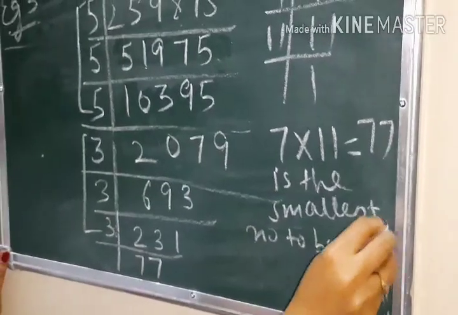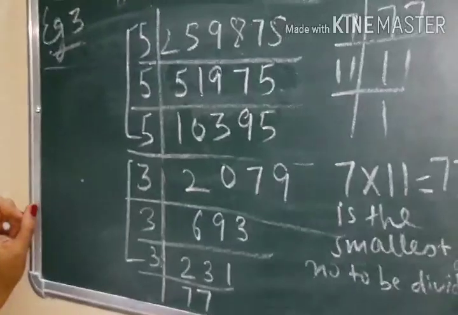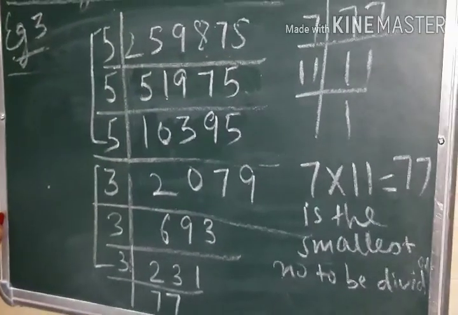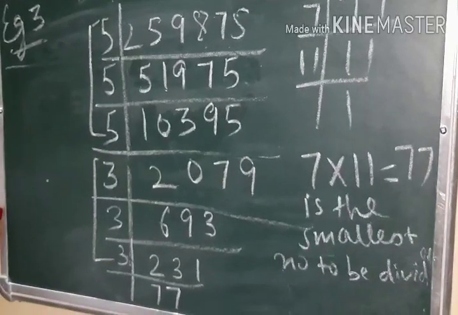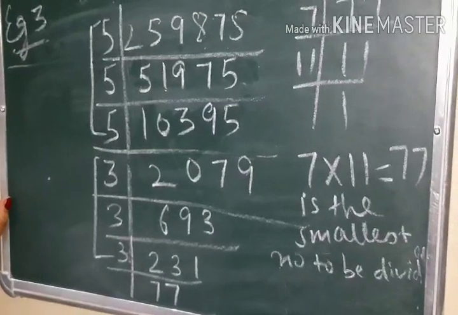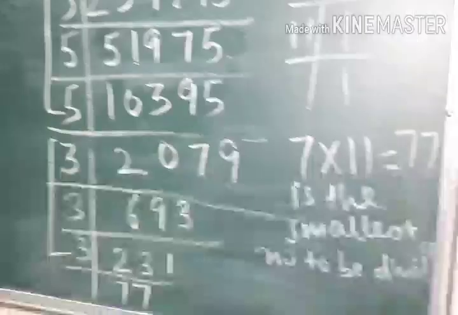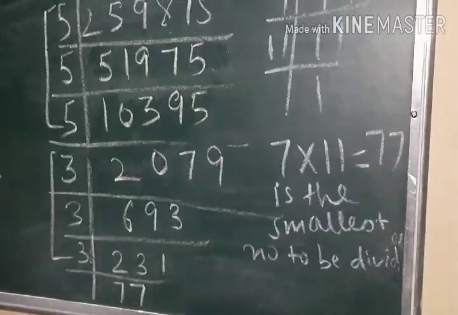Right? Got it? In multiplication we see what is required, and in division we see what is extra. In the prime factorization, what extra do we see? Those two numbers we took and we have multiplied them. Right? So this is the smallest number. So 77 is the smallest number to be divided.